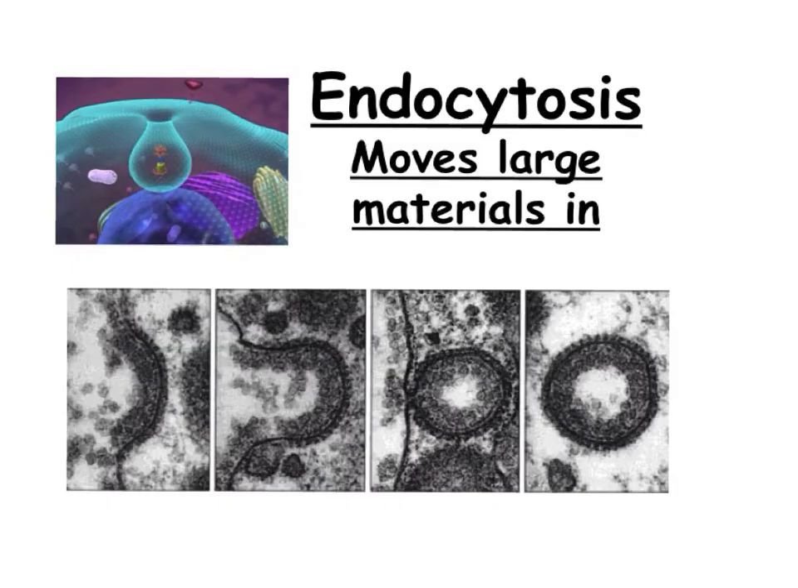This is endocytosis, which is the exact opposite. You're moving a large material in. Something very large needs to get in right here. So what happens is the membrane will start to pinch off and envelop it, and then it creates this vacuole inside of the cell which contains that large material.